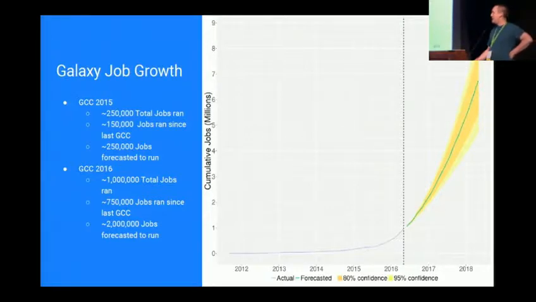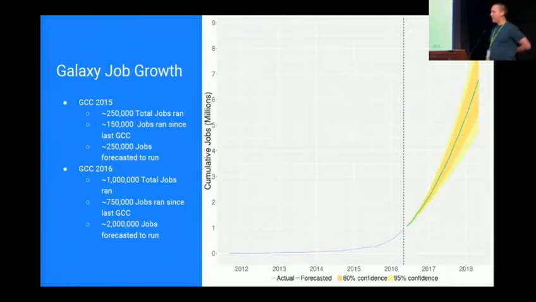At last year's GCC, we had only run 250,000 jobs since the beginning, and 150,000 jobs were run since the previous GCC. We ran some forecasting using R and the forecast module, and it said that we're going to run 250,000 jobs between GCC 15 and 16. Well, that was wrong. We ran 750,000 jobs, 104,000 jobs this month so far. So we're at 1 million instead of 500,000.